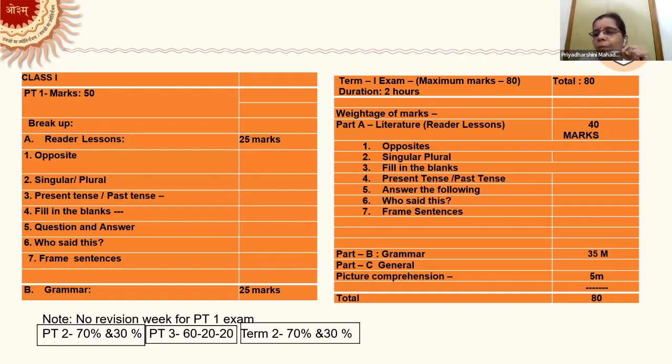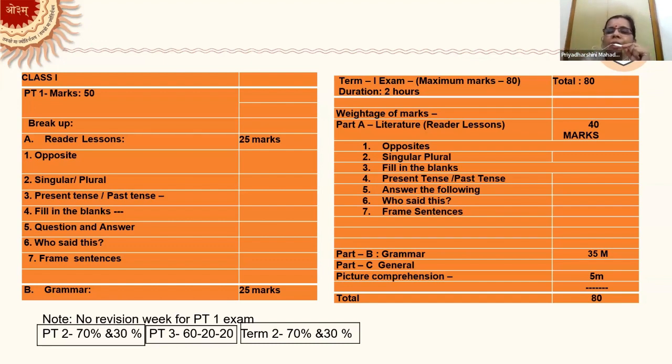You can have the same headings given there, and then you can choose the exercise there. According to that, you can frame the questions in the question paper. When it comes to the term 1 exam, it is for 80 marks. Term 1, PT2, PT3, yearly exam, it is for 80 marks. And then the duration is 2 hours. For PT1, it is only for 1 hour, 50 marks.